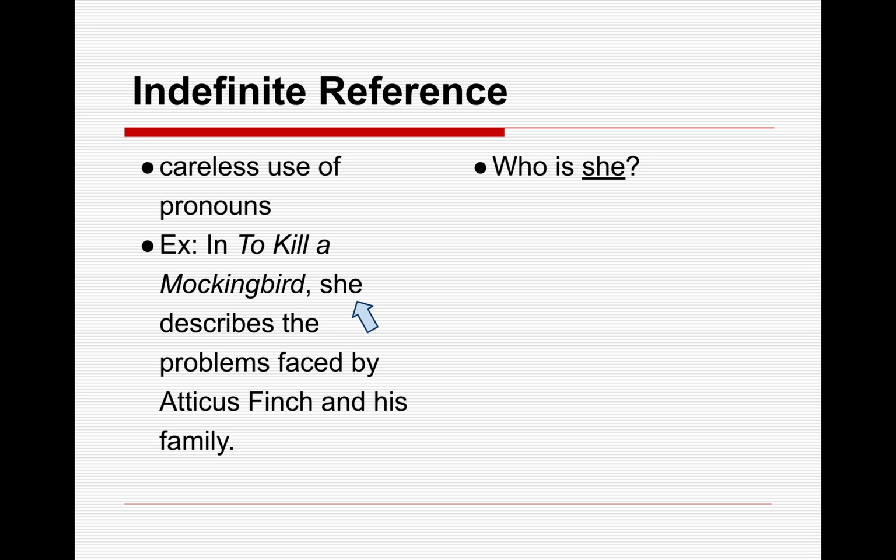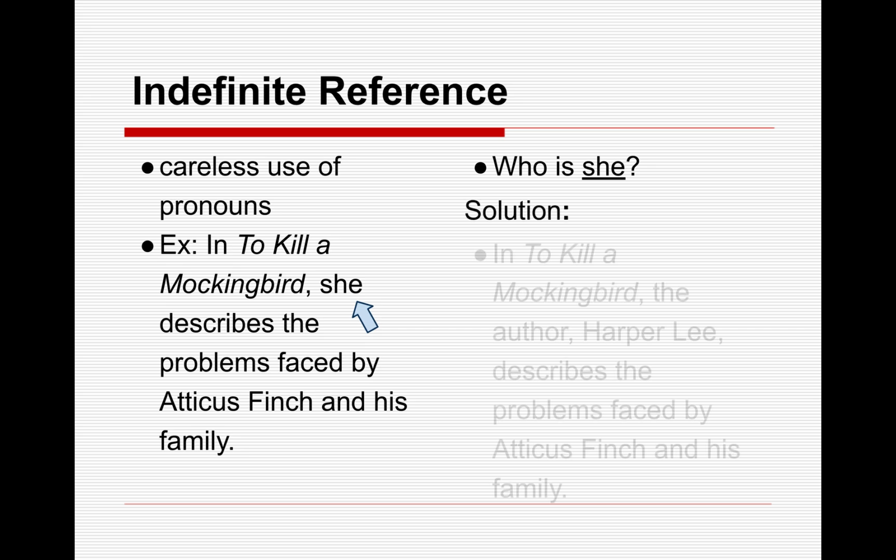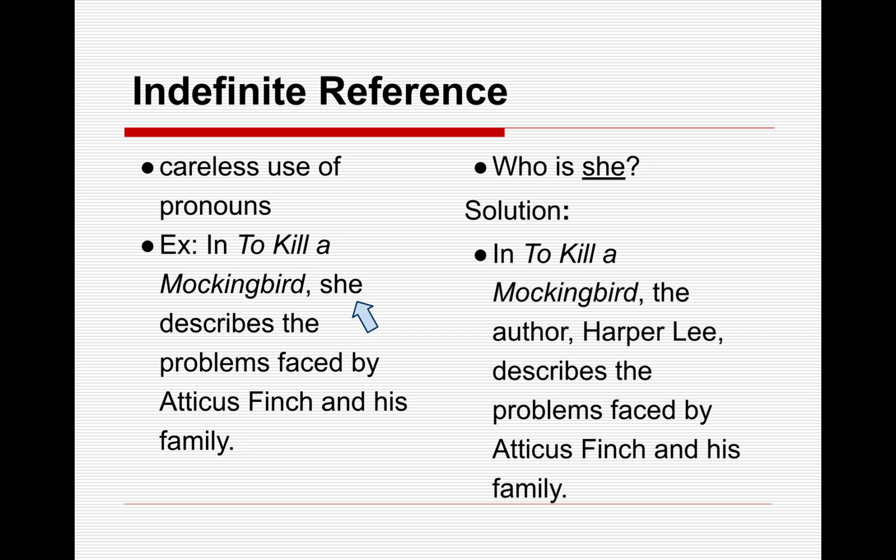That would be like somebody walking into the classroom and saying, I just saw him outside, and then walking right back out the door. We have no idea who they're referring to. We need a noun first. So the same thing is true in a sentence. So the way to fix that would be to give us a name first. Okay, if we were to say, in To Kill a Mockingbird, the author Harper Lee describes the problems faced by Atticus Finch and his family, we now have an antecedent.